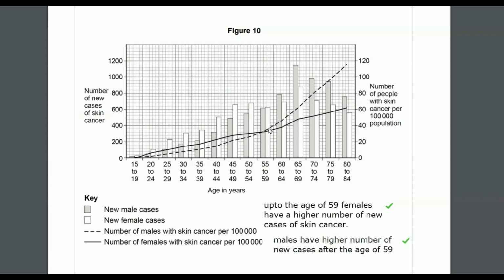We can even say, are there anywhere the number of new cases are equal? No, they're always different between the male and female. That one's close. Which year has the greatest number of new cases? So we could say 65 to 69 has the greatest number of male cases of skin cancer and the greatest number of female. So I would say that's an important point to point out: age 65 to 69 has the greatest number of male and female new cases.